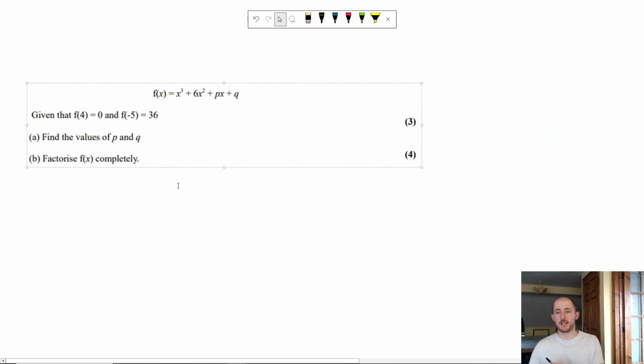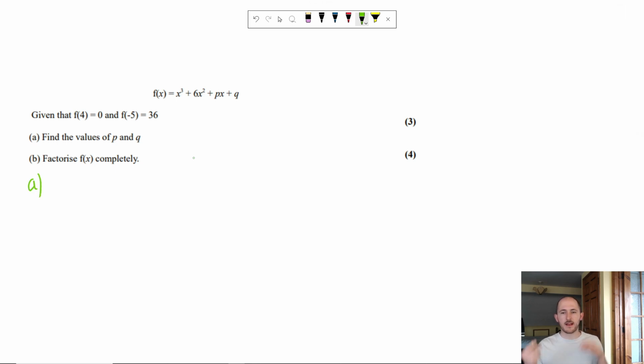This question, we're actually given a few unknowns. So we have f of x is x cubed plus 6x squared plus px plus q. And then it says, given that f of 4 is 0 and f of minus 5 is 36, find the values of p and q. And that's for 3 marks, which I think is pretty generous. So how would you approach this question?